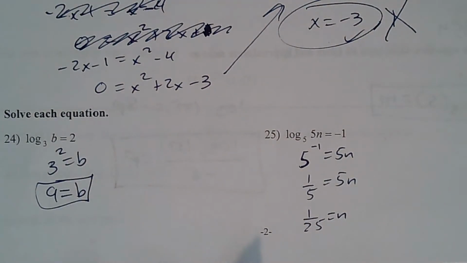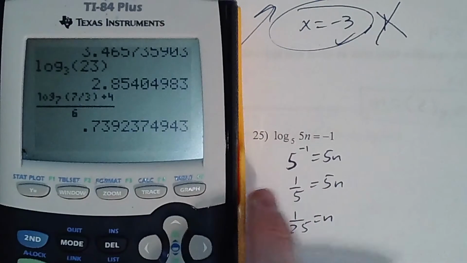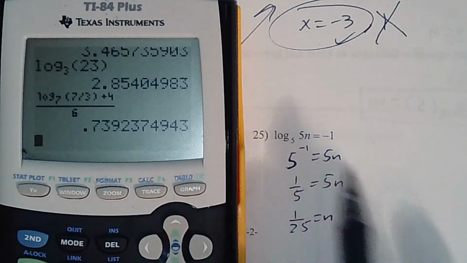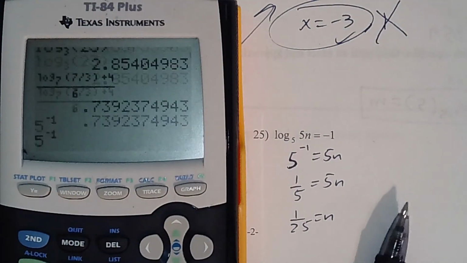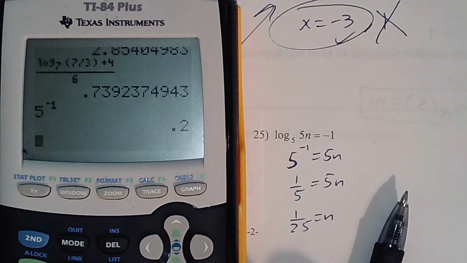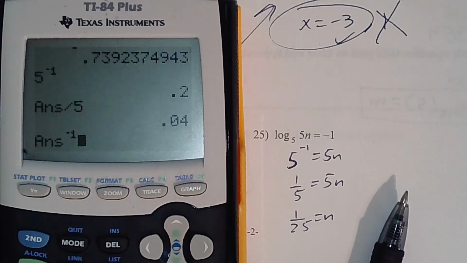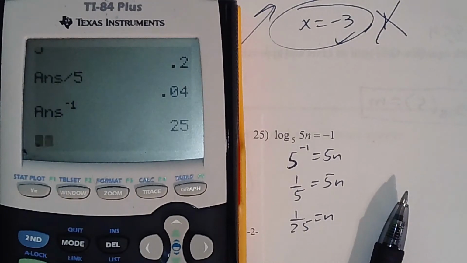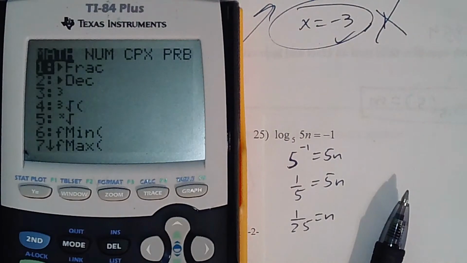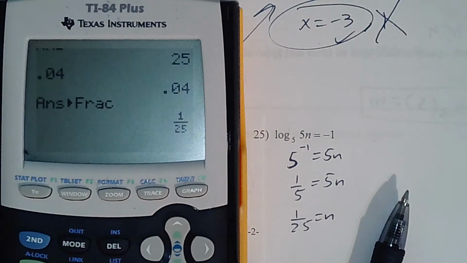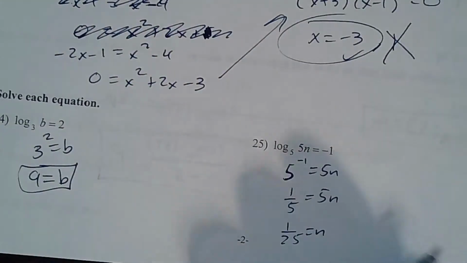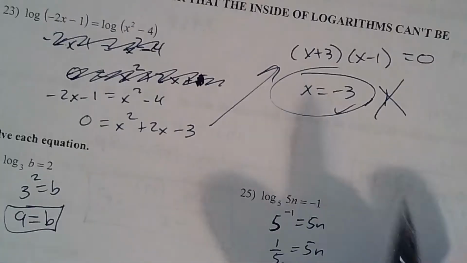Your other option is to use your calculator's fraction button to make sure that you've got it out. So you could type in simply the original problem up here, the 5, raise it to the negative 1 power, and then divide both sides by 5, and get 0.04. Hit math, enter, enter, and it will give you that 1 over 25. That's another option. Let's go on to the next page. The last page that we have to do.